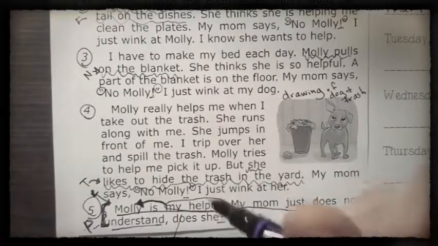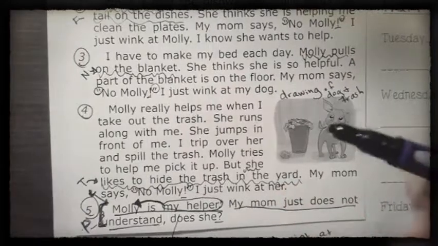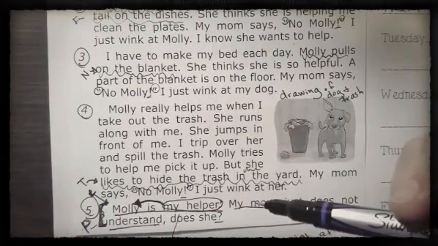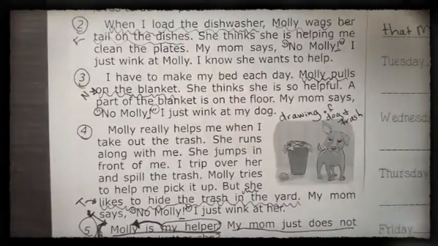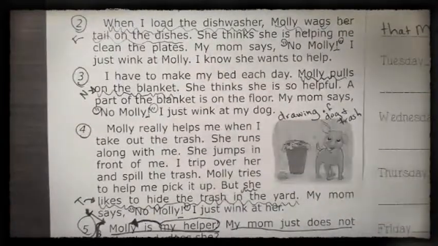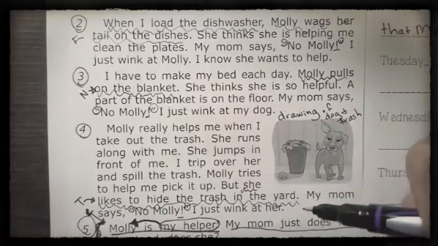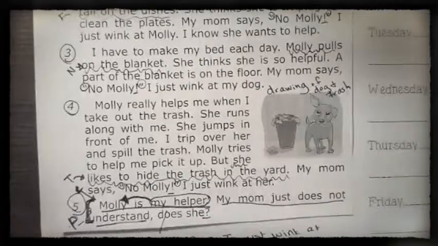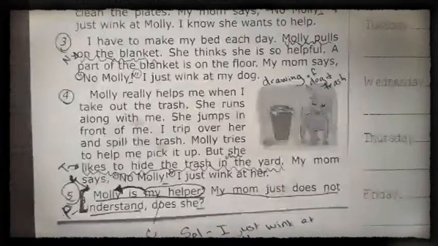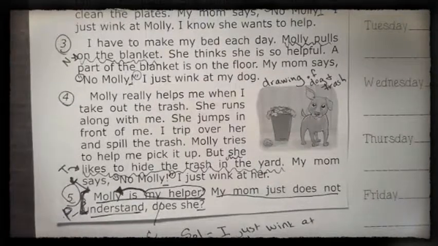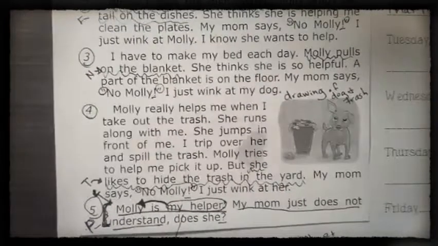My solution, there is not a good solution to this story as a mom or a teacher. The solution is just that the kid winks at her. It's a horrible solution. Don't do it. But whatever. So I wrote solution, which I abbreviated SOL, period. I just wink at Molly. It's not okay. It's not okay. All right. I think that's all the annotating.